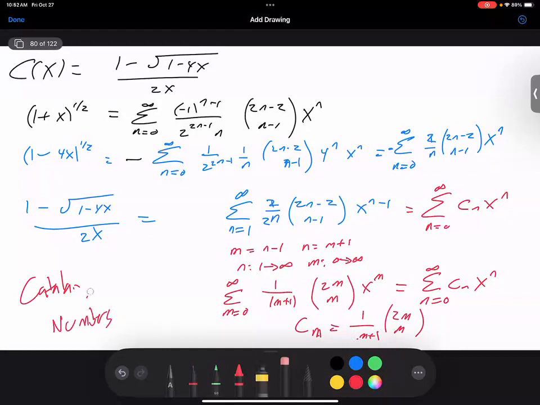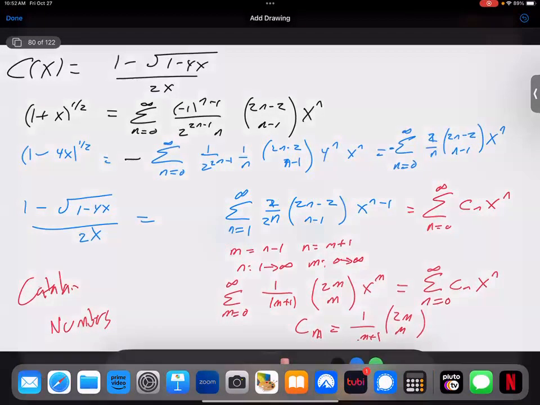Okay. They're called the Catalan numbers.